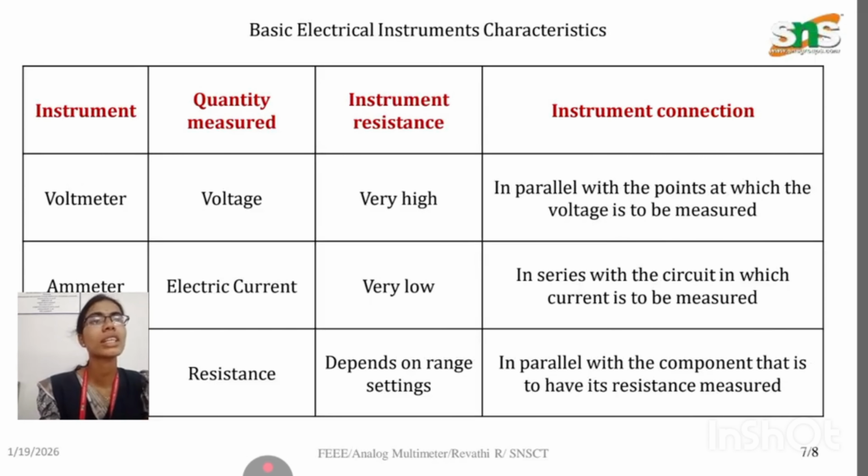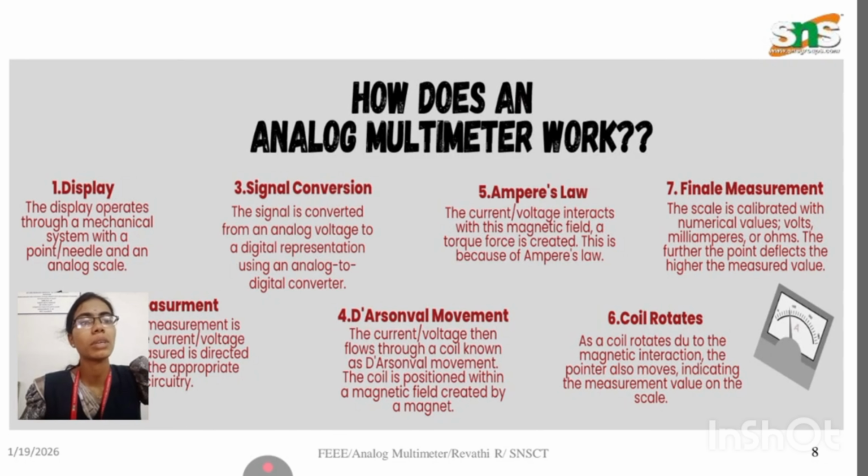The basic electrical instruments are the voltmeter, ammeter and ohmmeter. Their measured quantities are voltage, electrical current and resistance. The voltmeter's instrument resistance is very high, so that we can connect it across the circuit in parallel. The ammeter's resistance is very low, so that we can connect it in series. Depending on the range setting, we can use 1 ohm, 230 ohms, 1k ohms or 10k ohms. It is connected in parallel with the component whose resistance is to be measured. These are the instrument connections employed in analog multimeters.